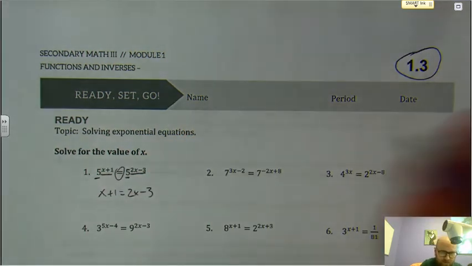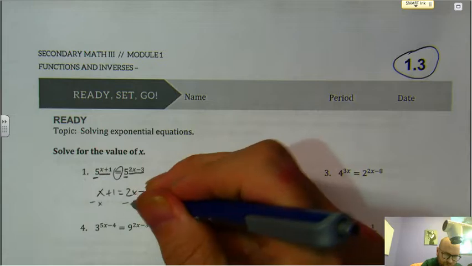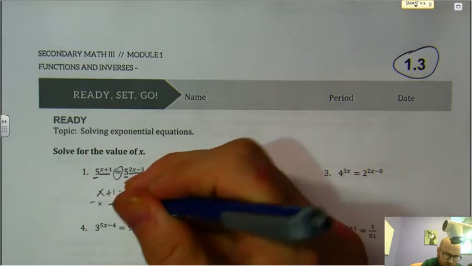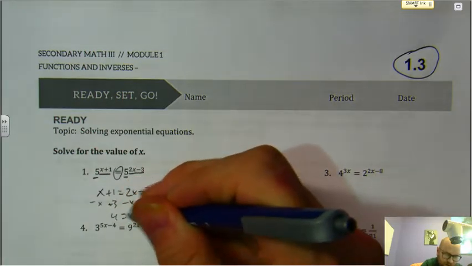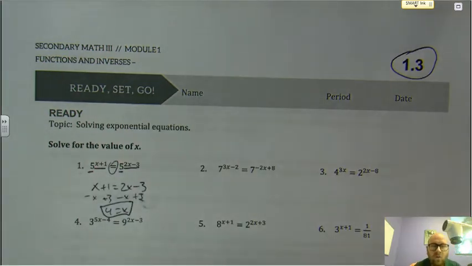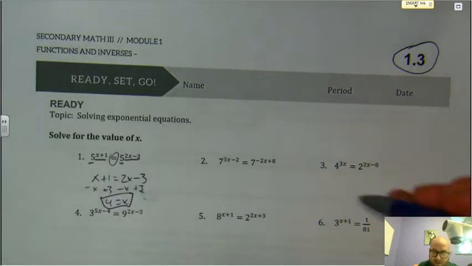And from here we can solve for x. I can subtract x from both sides. I can add 3 to both sides. So I get 4 equals x and I'm done. Okay. So that's all well and good, but let's look at a more complicated problem. I'm going to look at number 3 over here.